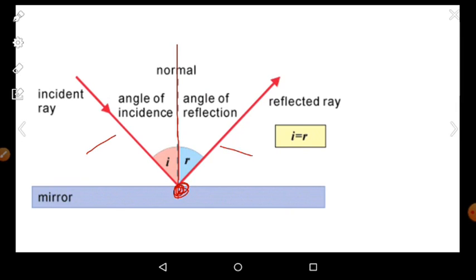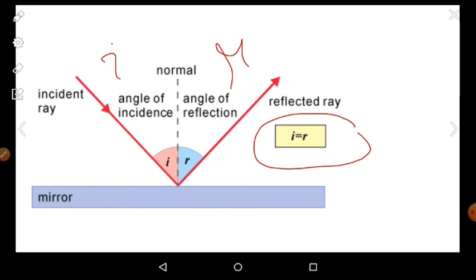And also we can observe two different angles. Number one, the angle between the normal and the incident light, which is known as the angle of incidence. Number two, the angle between the normal and the reflected light, which is known as the angle of reflection. So two angles are observed here: the angle of incidence, denoted by I, and the angle of reflection, denoted by R. And if you observe, these two angles are equal to each other. So this is the property of reflection here.